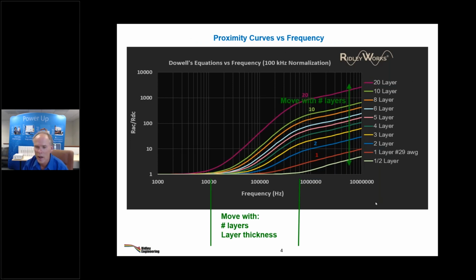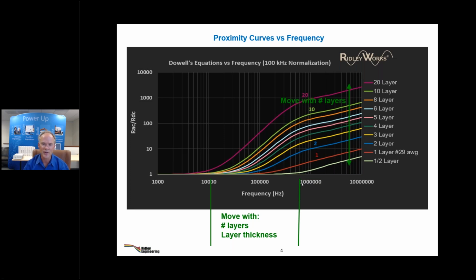Interleaving is the half layer case, because obviously you can't physically have half a layer. But when you have a single layer design, you put half the primary on one side, half the primary on the other side. That's what we call the half layer case. So at the top of the wire, the field's going one direction, the bottom of the wire is going the other direction.